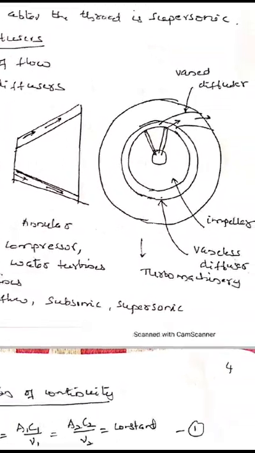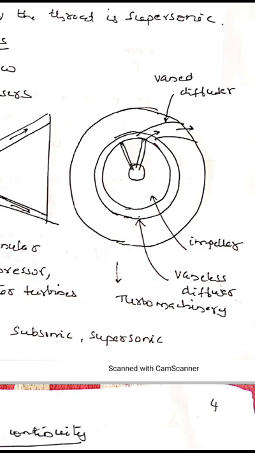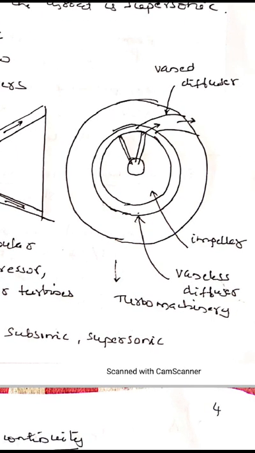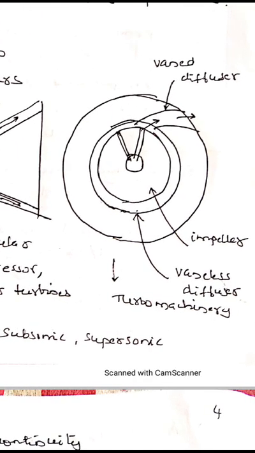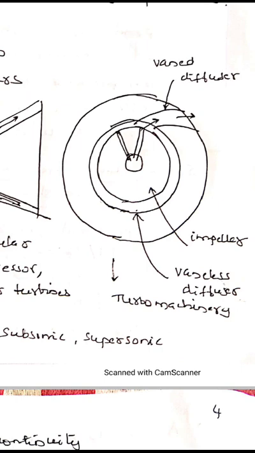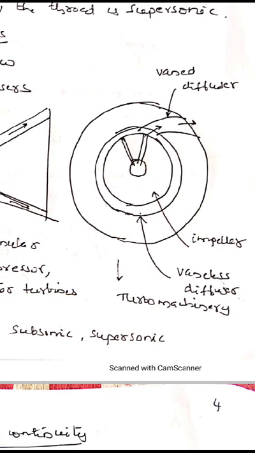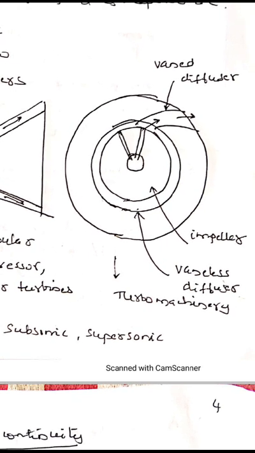Then we have diffusers used in radial turbomachines also. In centrifugal compressors, they are used after the impellers. The fluid after passing through the impeller will pass through the diffuser, so that some recovery of pressure will take place. There are two types of diffusers: vaneless diffusers and vane diffusers.